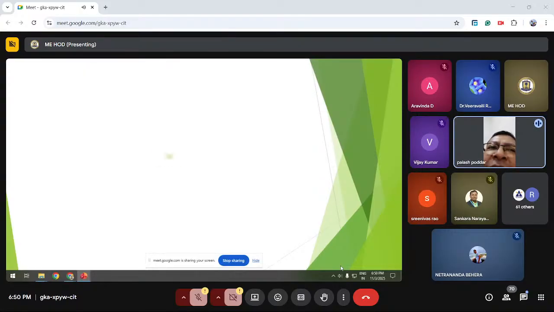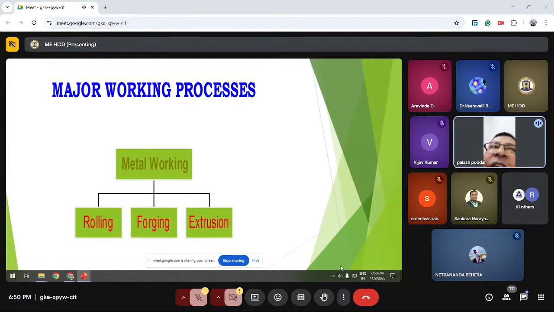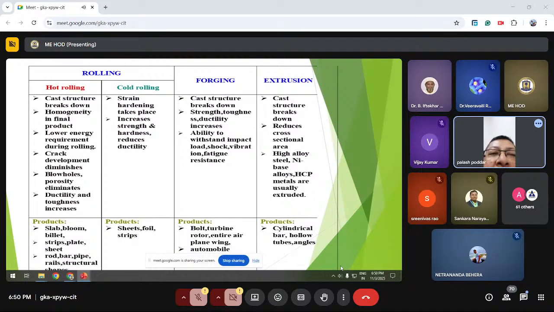The major metalworking processes are rolling, forging, extrusion, and somewhat drawing also. Rolling is plastically deforming metals by passing them between two rolls. And forging basically means hammering. And the extrusion process has various types. I'll go into details of all these. Rolling can be categorized into three parts basically: hot rolling, cold rolling, and warm rolling.